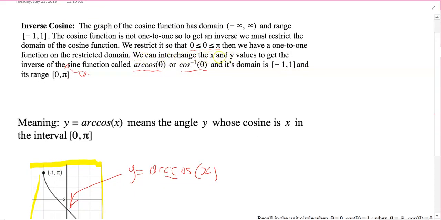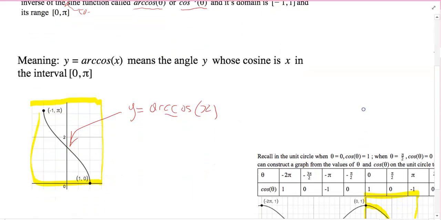We now interchange the x and y values to get the inverse of the cosine function, and this is called arccosine of theta or cosine inverse of theta. The arccosine function has a domain -1 to 1 inclusive and the range 0 to pi inclusive.